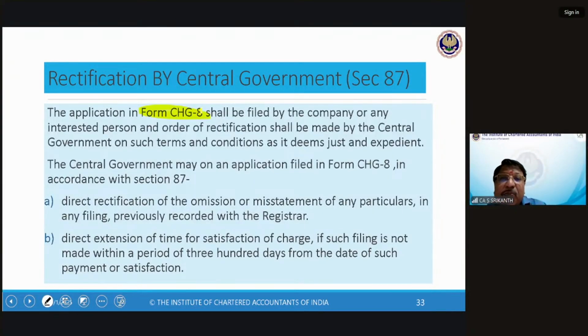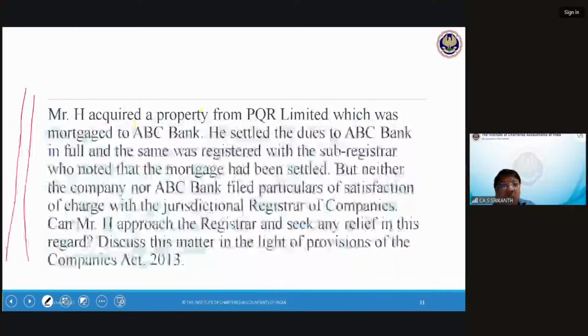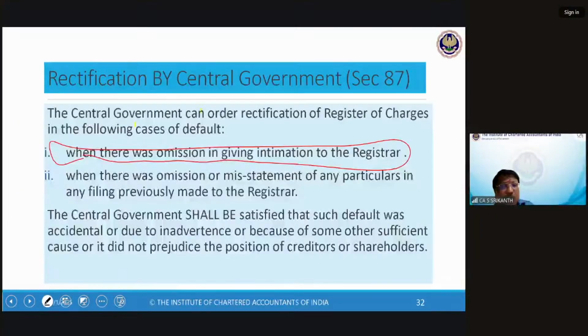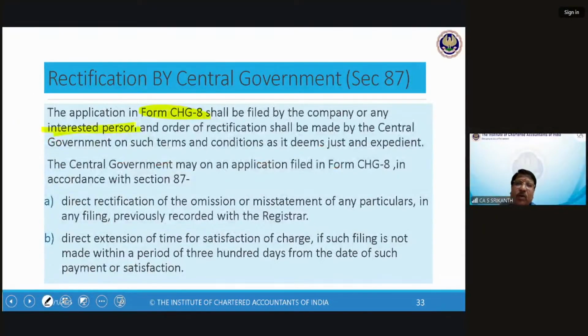That is why they are using the words filed by the company or any interested person. So anybody, any interested person, like in our example, Mr. H is an interested person who has acquired the property. Yes, he can go. It's not that the company only should go. A charge holder is an interested person. He can go. That's why they use the words interested person. So rectification of omission or misstatement, the Registrar can register himself. But for satisfaction, they will extend the time, and then the Registrar has to again go through the papers and file.